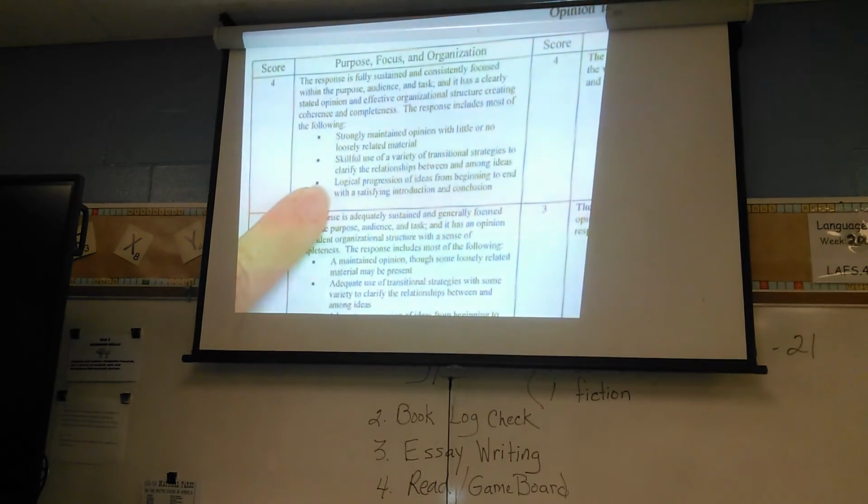Logical progression of ideas from beginning to end with a satisfying introduction and conclusion. Satisfying. If you look at your checklist, that tells you what a satisfying introduction and conclusion is.